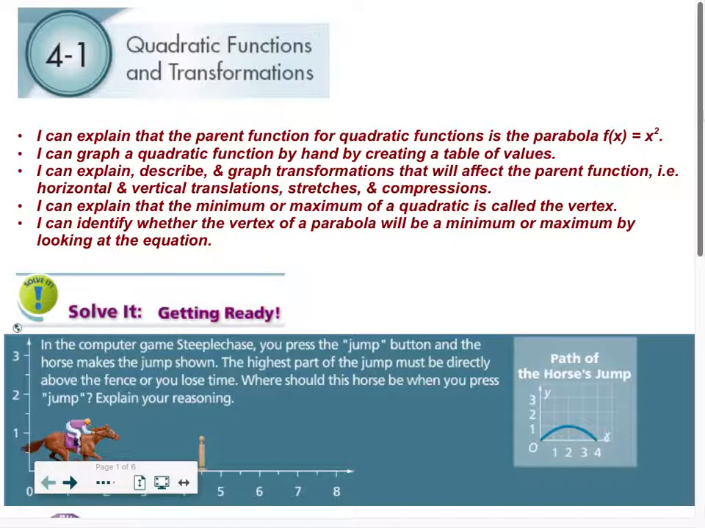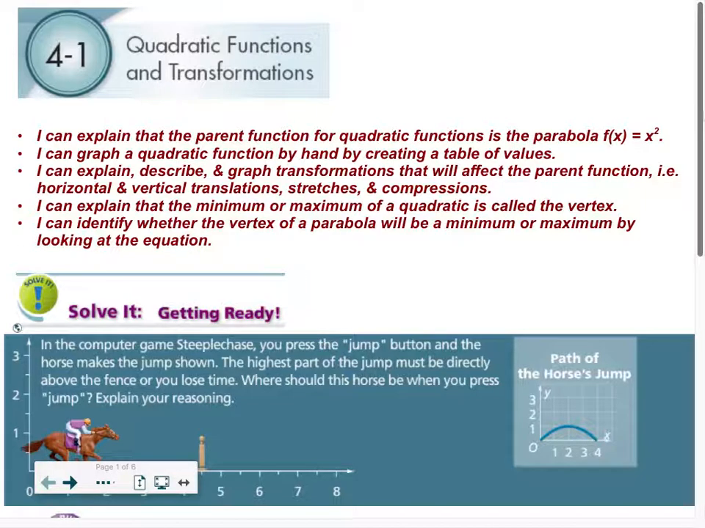Okay, Chris, hopefully you can read the next one a little faster. I can graph a quadratic function by hand by creating a table of values. Sweet, Johnny, you got the next one. I can explain, describe, and graph transformations that will affect the parent function, i.e. horizontal and vertical translations, stretches, and compressions.